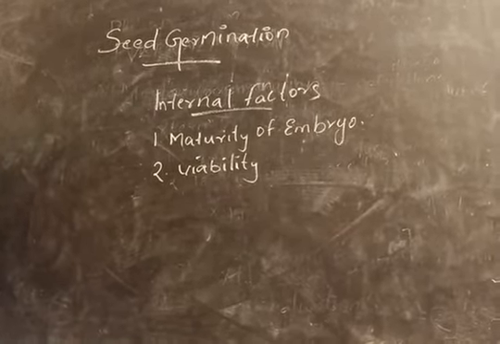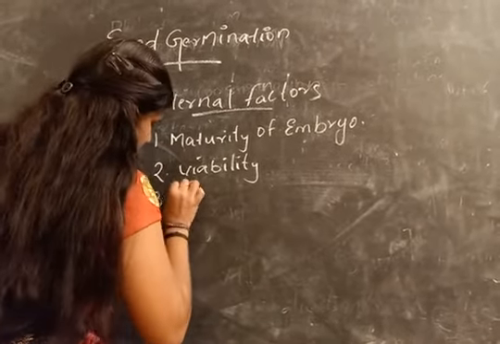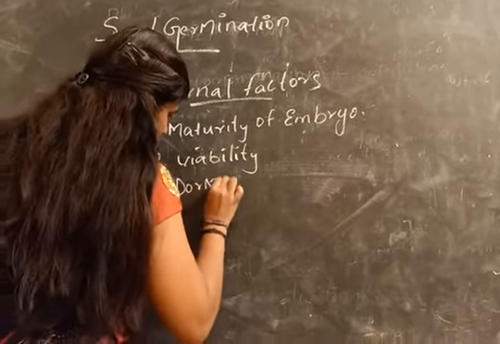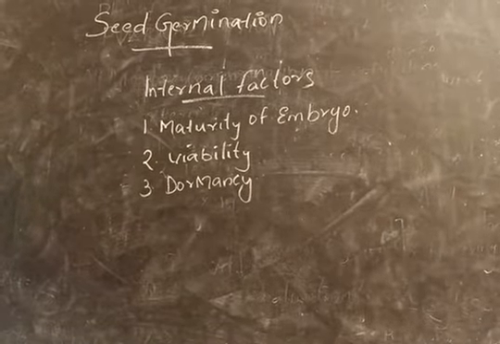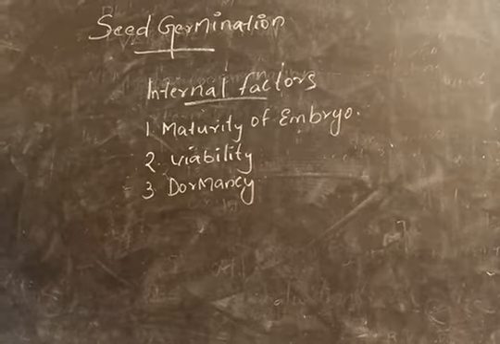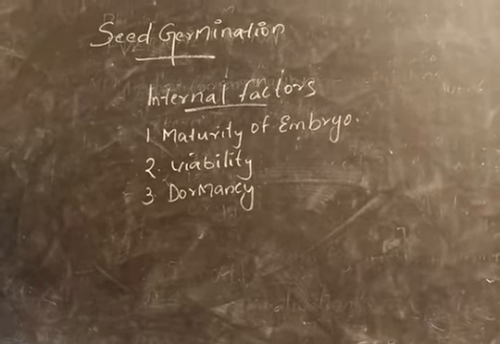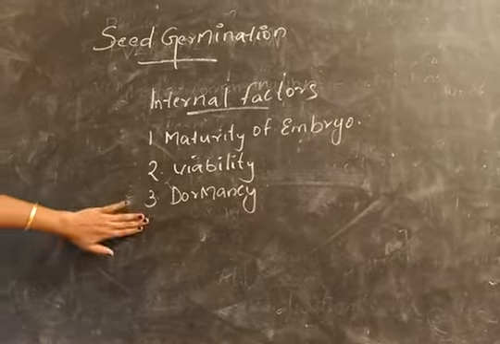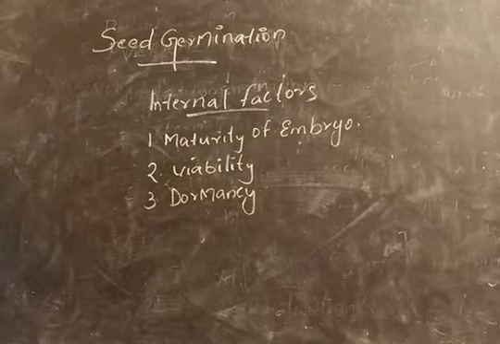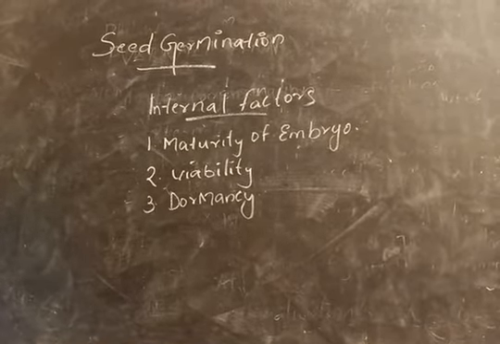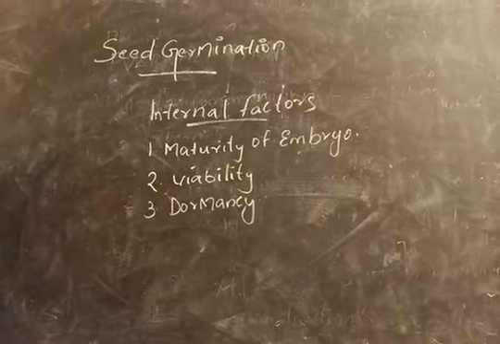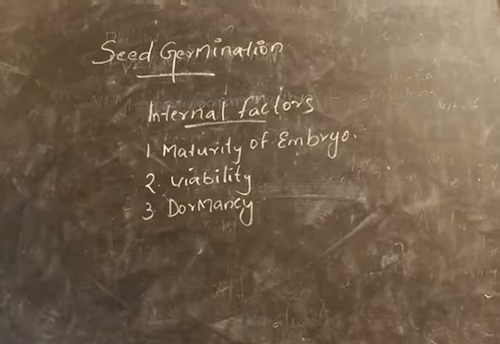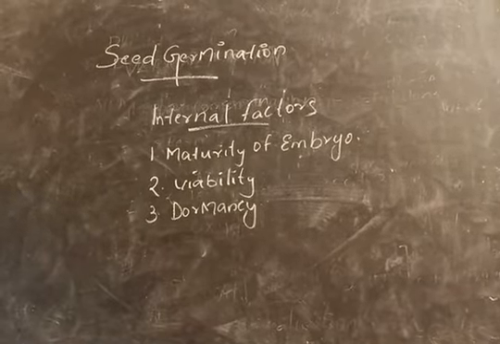The third one is dormancy. Seeds of many plants are dormant at the time of shedding. About dormancy, we are going to study in detail. So these are the internal factors that affect seed germination. So these are about seed germination. Now we are going to take seed dormancy.